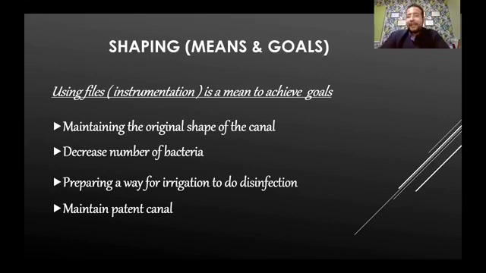Then maintaining a patent canal. Maintaining a patent canal is one of my main goals during shaping. What does a patent canal mean? An empty canal. A canal that doesn't have any debris. If you have an empty canal, the easiest thing is to disinfect it. I didn't say you don't have bacteria, you still didn't do your final irrigation protocol, because the final irrigation protocol is a separate step from shaping. But removing all the debris from the canal will have a great impact on your disinfection procedure in the final irrigation protocol.